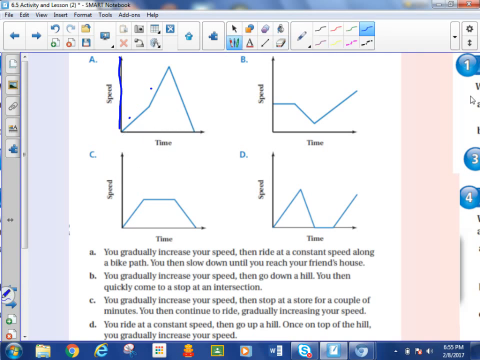Okay, so it says you gradually increase your speed. So where do we see an increase in speed? Here I see an increase of speed, here I see an increase of speed, and here I see an increase of speed. So it can't be B.